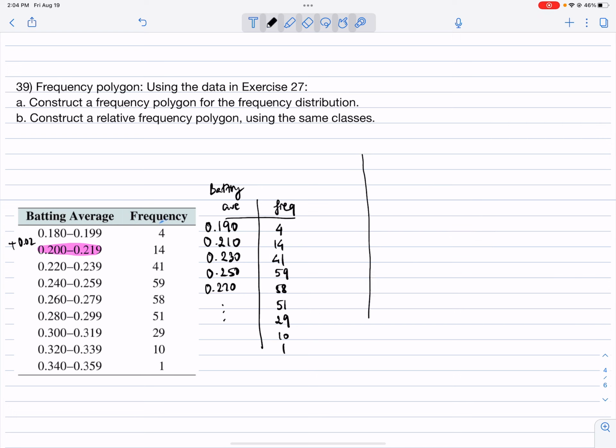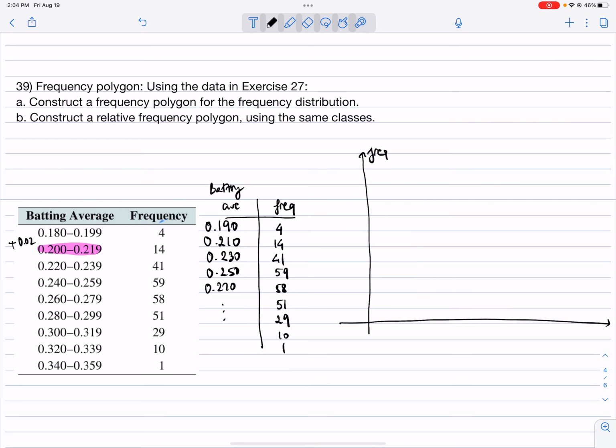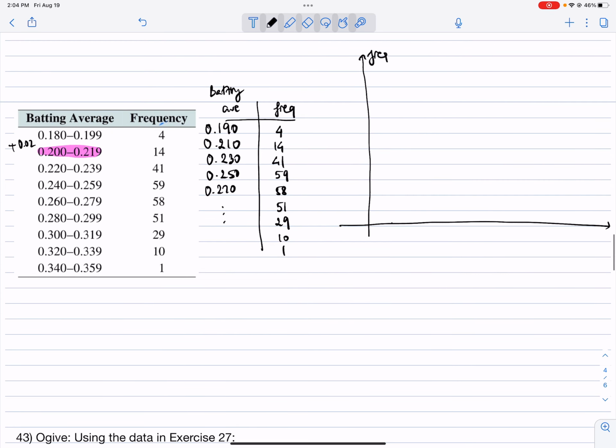Now, to draw the polygon, you need to have the pattern average, which is on the horizontal axis, and the frequency will be the vertical. So you begin from 0.190, and the next one is 0.210. The next one is 0.230. You notice that the difference between those numbers is 0.02, so they are equally spaced. So you just keep labeling.